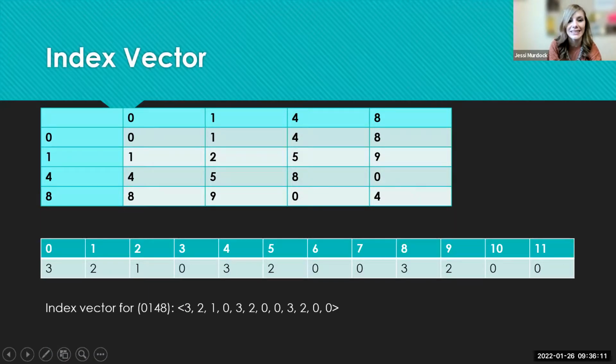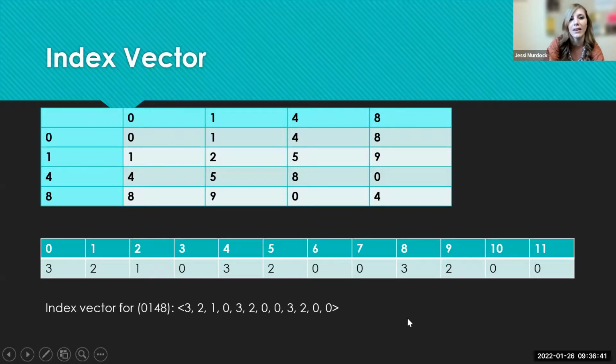Okay, next is the index vector, okay? So this is for the same one, the 0, 1, 4, 8. What we do is we take that same summation square and we basically plug it into that interval class thing down here. So I have 3 zeros, 2 ones, 1, 2, and so on, and you can see it down here, right? We didn't have, for instance, any 11s or 10s. That's why there are zeros in those spots.